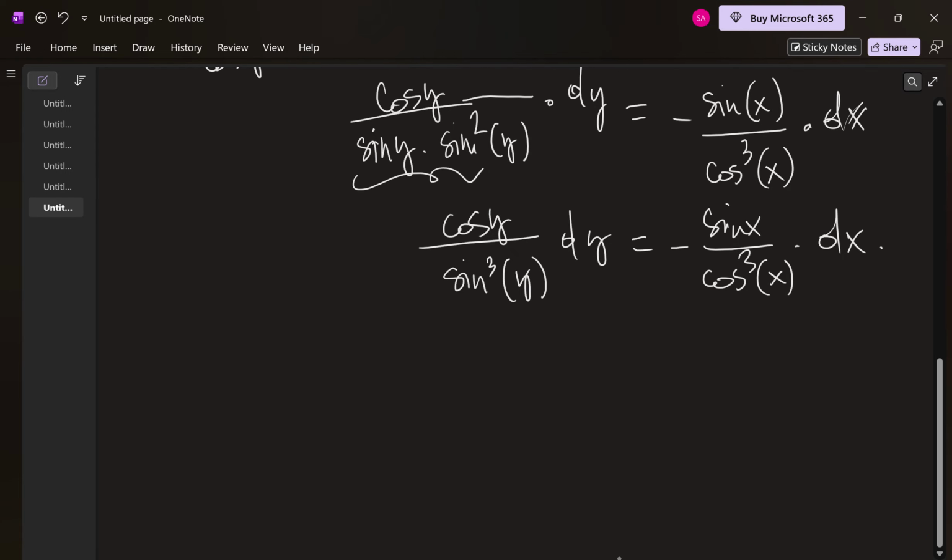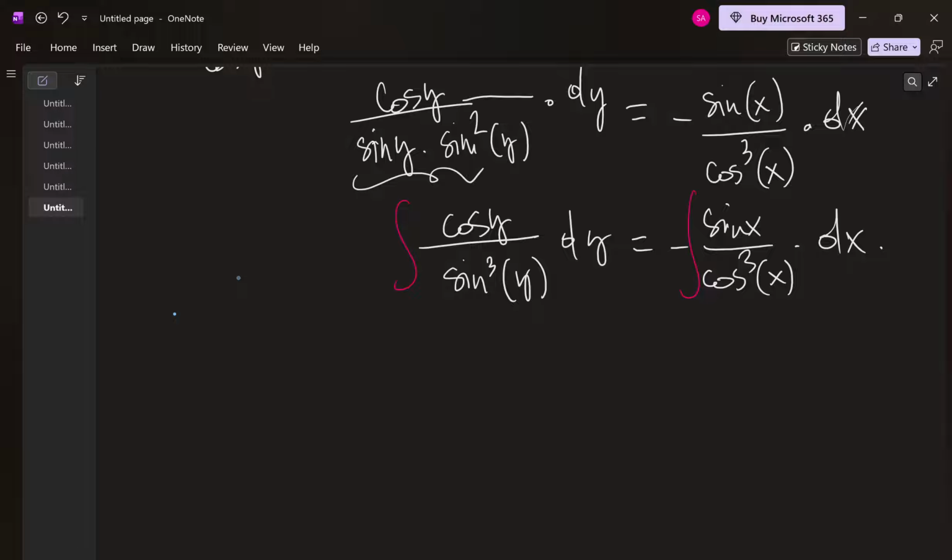Now we integrate both sides. So we take the integral of this guy, we take the integral of this, equals minus the integral of this part. Now I think you know how to integrate those two. Sorry. So I will change the color to blue.